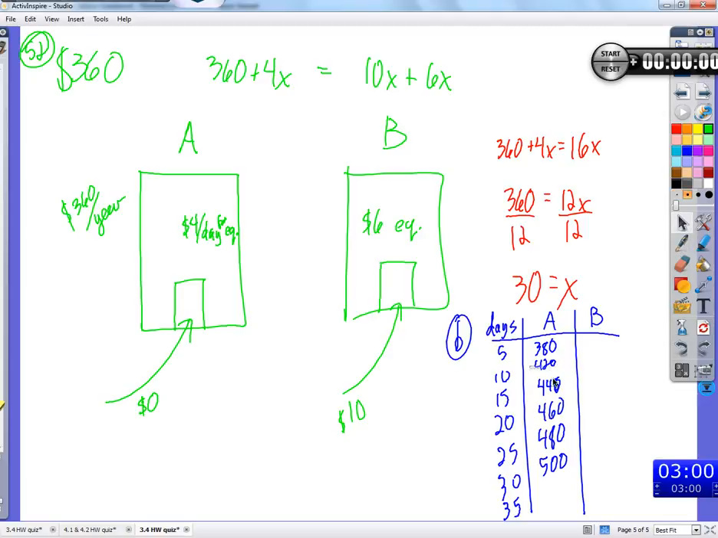420, 440, 460, 480. Wait, okay, that's off. Never mind. 420. On the 10 it's supposed to be 400. And then 420. Okay, so let's just use the convenient Prometheus word here. Down, so that should be 400.